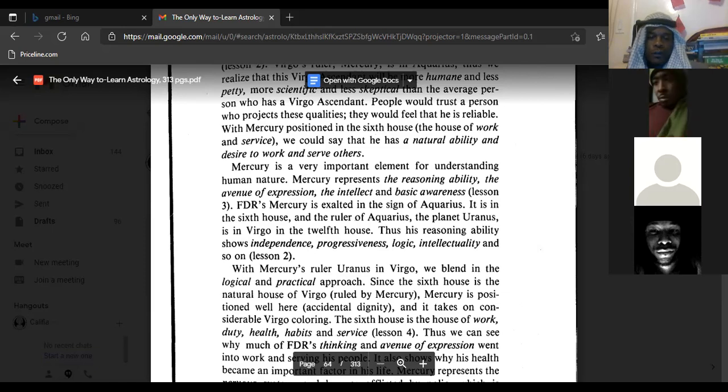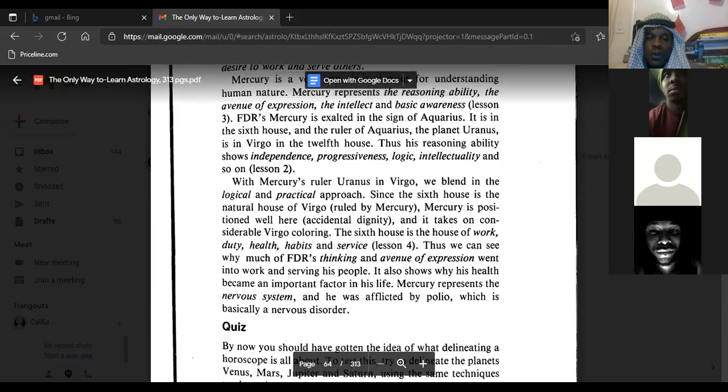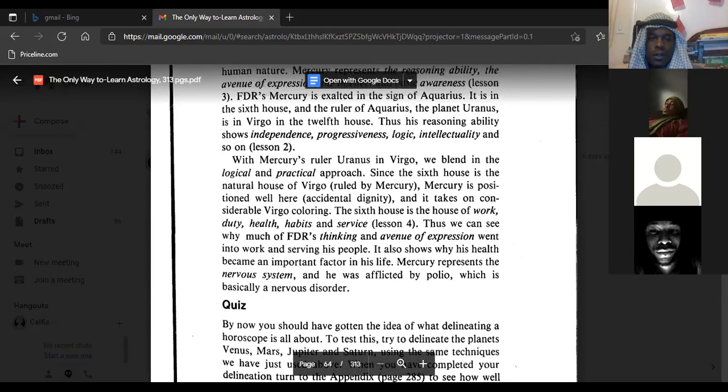With Mercury's ruler, Uranus, in Virgo, we blend in the logical and practical approach. Since the 6th house is the natural house of Virgo, ruled by Mercury, Mercury is positioned well here, accidental dignity, and it takes on considerable Virgo coloring. The 6th house is the house of work, duty, health, habits, and service. See lesson 4. Thus, we can see why much of FDR's thinking and avenue of expression went into work and serving his people. It also shows why his health became an important factor in his life. Mercury represents the nervous system, and he was afflicted by polio, which is basically a nervous disorder.